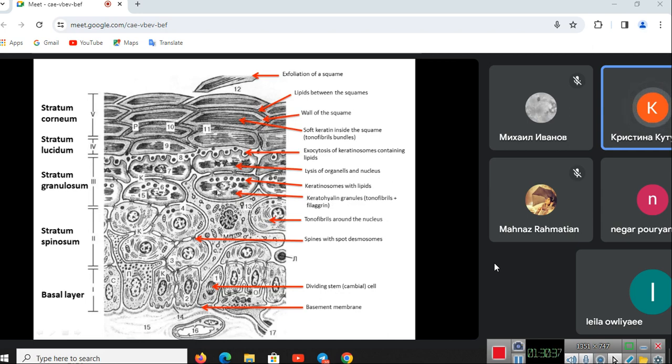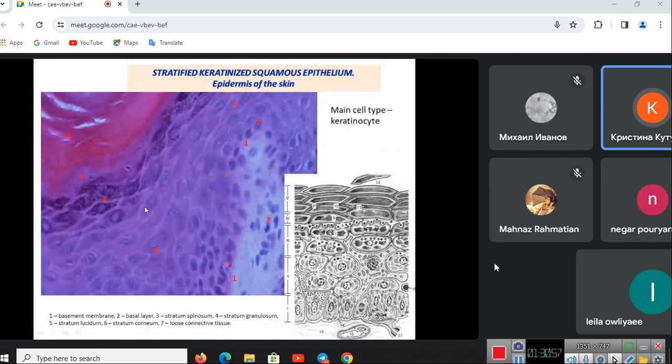So this is one granule, this is second granule, this is third, fourth, etc. They are rather large in size, so they are very easily seen in light microscope. So the keratohyalin granules, they are the granules which are seen in stratum granulosum. So these bluish granules are granules of keratohyalin which contain tonofibrils and filaggrin.